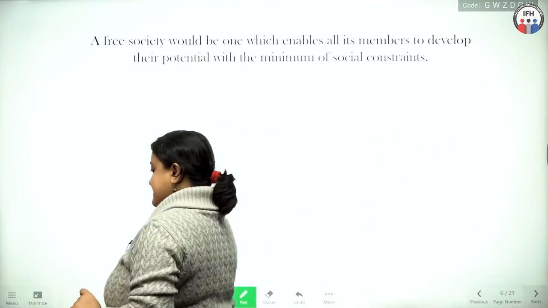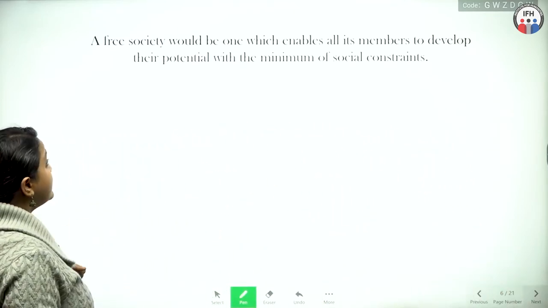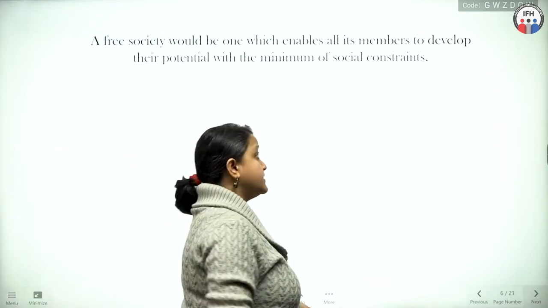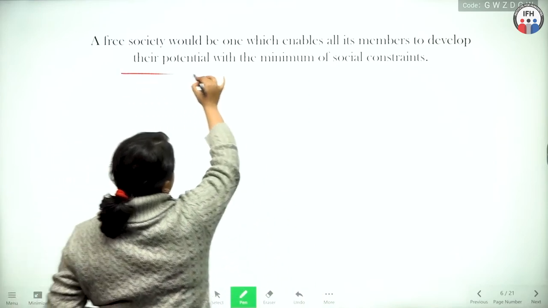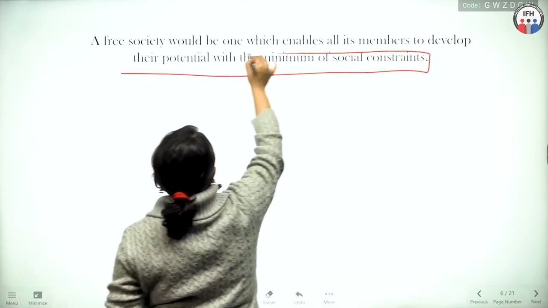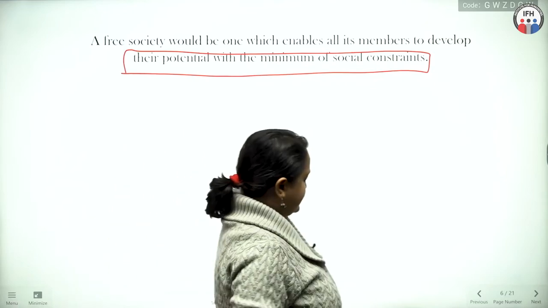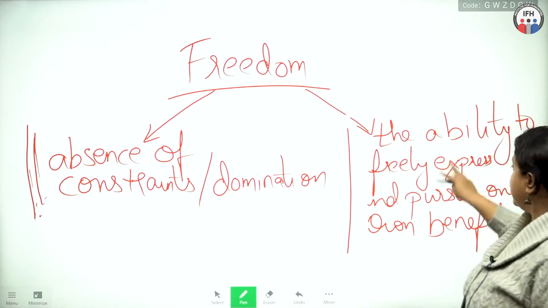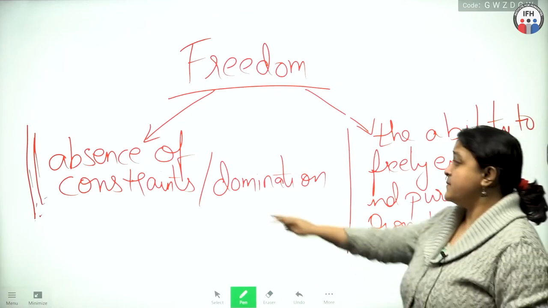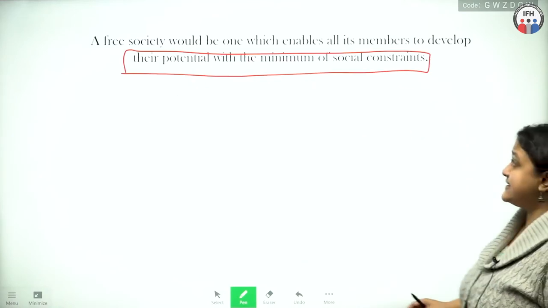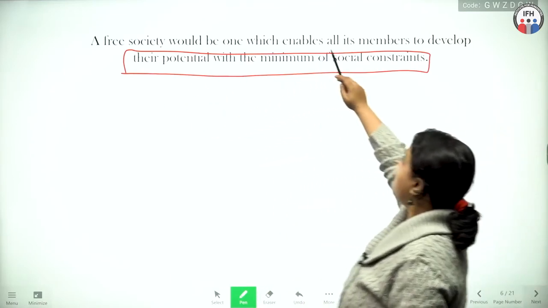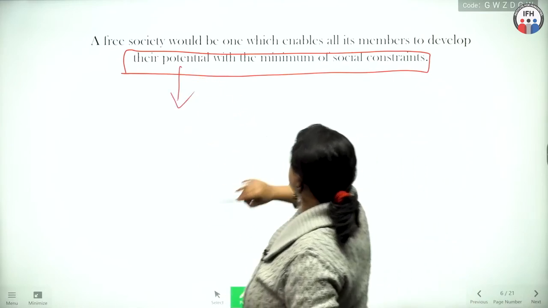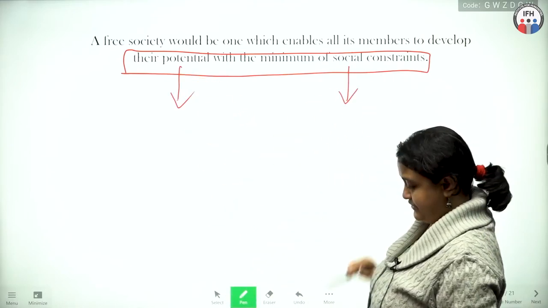Now let's come to understanding what is a free society. Now a free society would be one which enables all its members to develop their potential with the minimum social constraints. So basically what I just did in this statement is I combined both these criteria, that is freely express and pursue one's own benefit and absence of constraint, and I said a free society would be one which enables all its members to develop their potential with the minimum of social constraints.